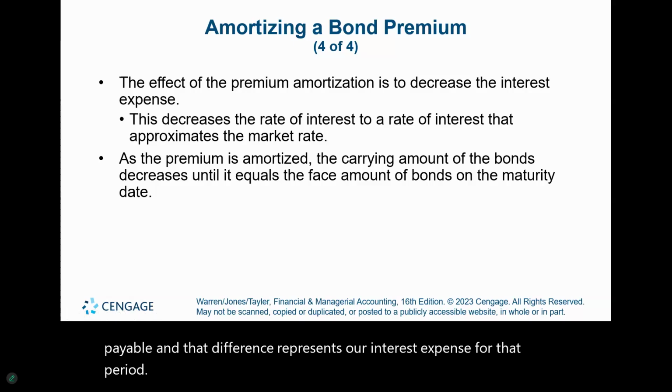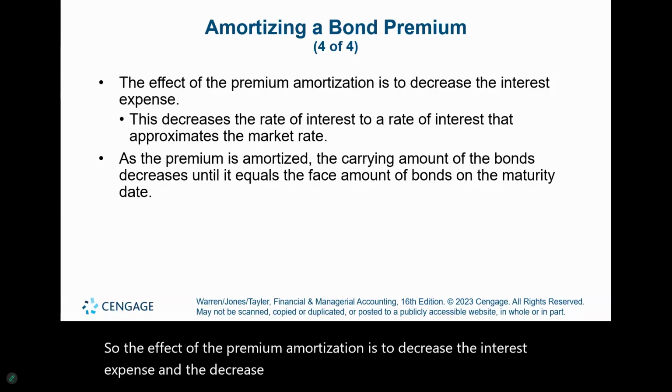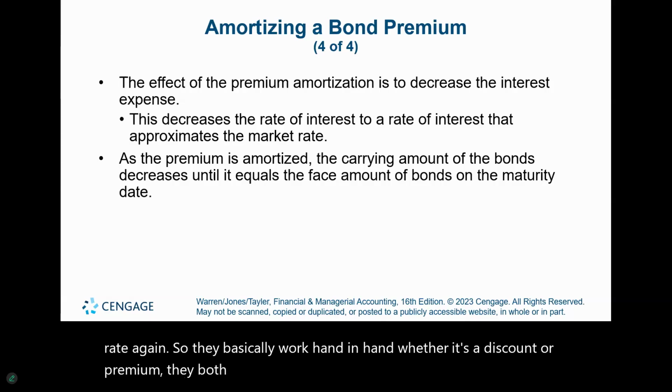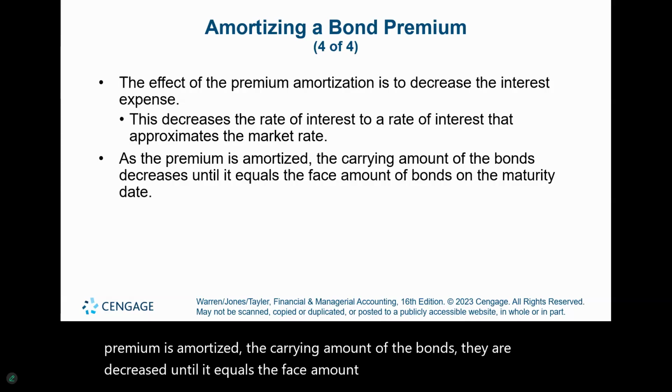So the effect of the premium amortization is to decrease the interest expense, and the decrease brings the rate of interest to approximate the market rate. Again, they basically work hand in hand. Whether it's a discount or a premium, they both essentially approximate the market rate. And as the premium is amortized, the carrying amount of the bonds decreases until it equals the face amount of the bonds when they mature.